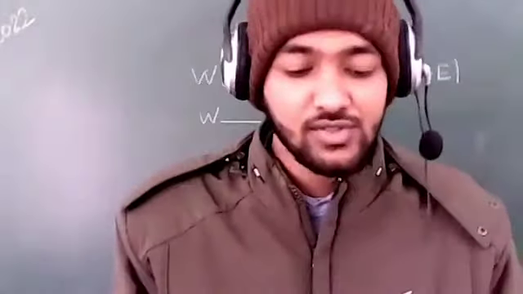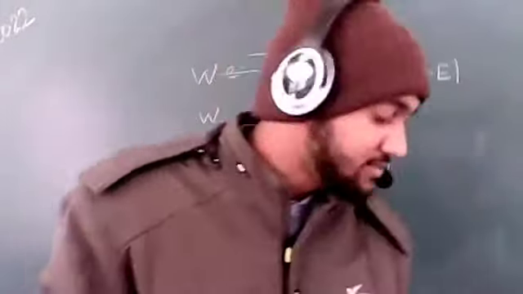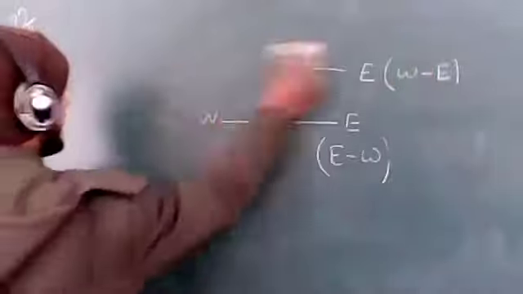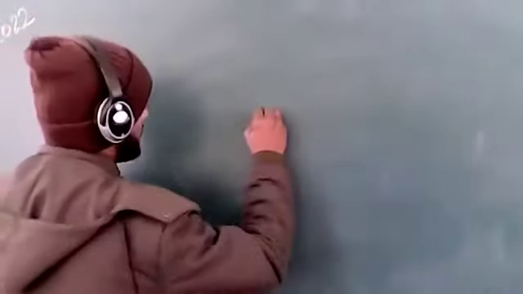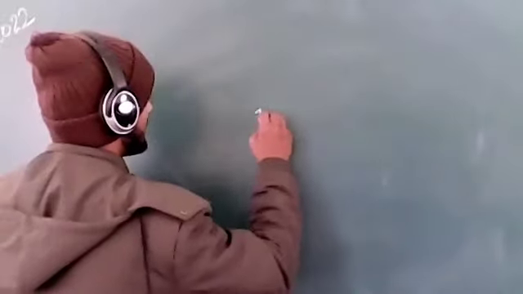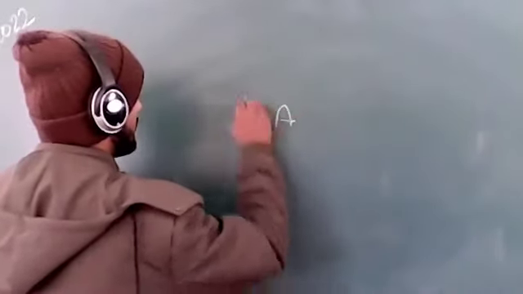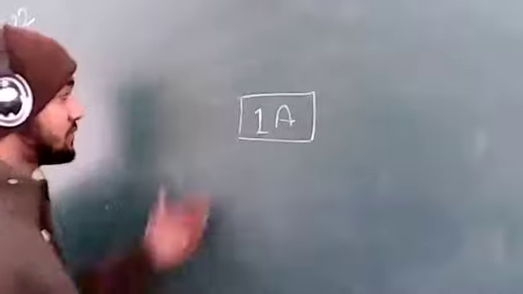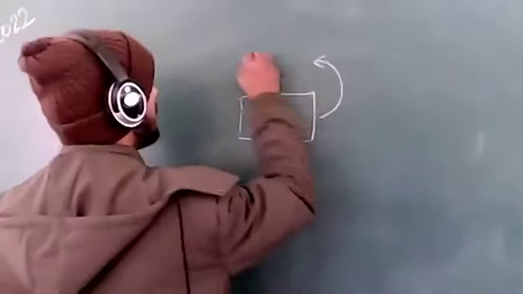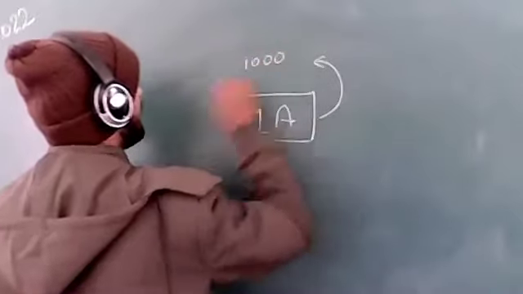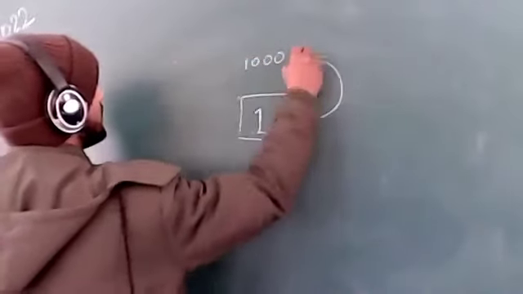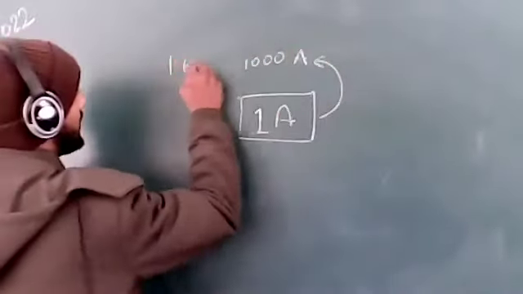Now, the unit we have discussed for current is the ampere, and there are bigger and smaller units. First, 1 ampere. The bigger unit is the kiloampere, which is multiplied by 1000. 1 kiloampere.